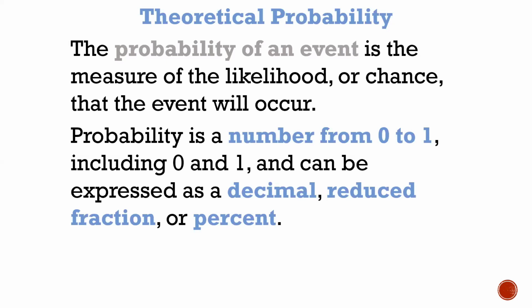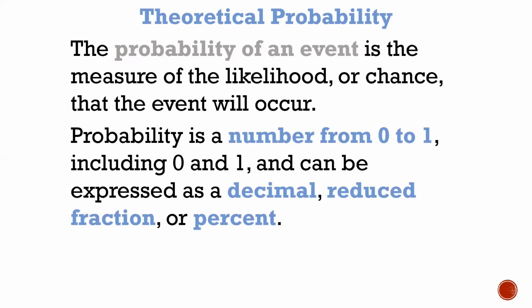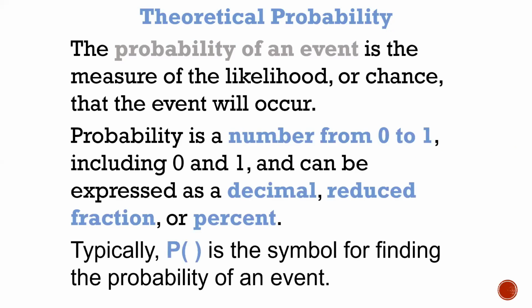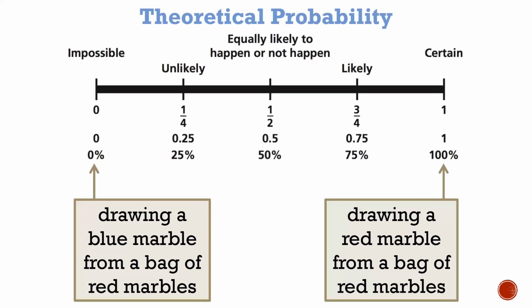And as we did on the last slide, you can express these as a decimal, as a percent, as a fraction, or as a reduced fraction. And typically, you can use the symbol P with parentheses, where the parentheses go around the event. So if I write something like P(heads), that means probability of heads equals 1/2. Here's why.